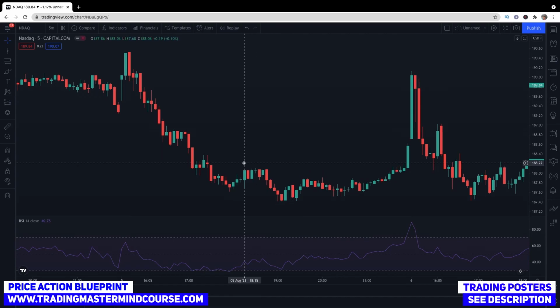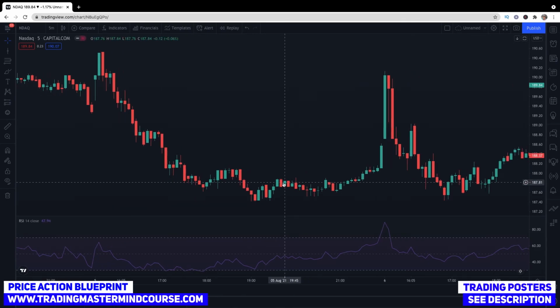And here we have a second example of a great setup that we'd look to trade. It's important to note that we're back on the 5 minute chart. The 5 minute chart is where we look for our setups. Then we go down to the 1 minute chart to execute our trade.